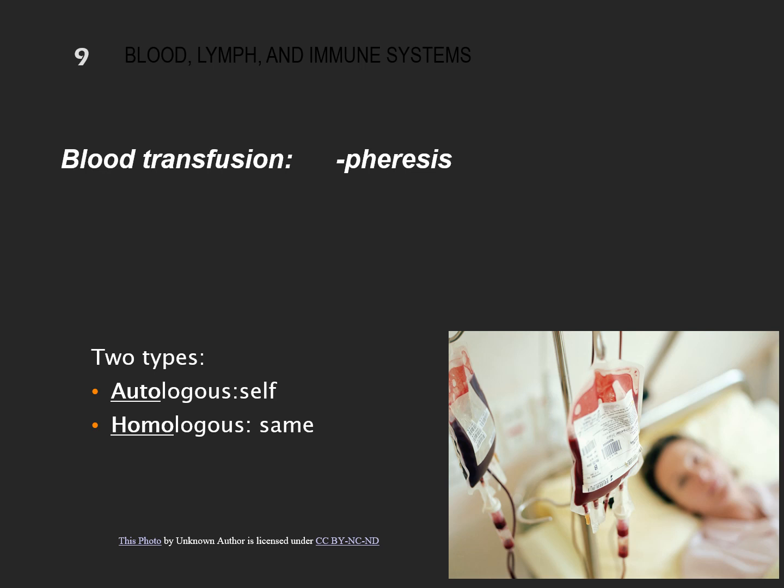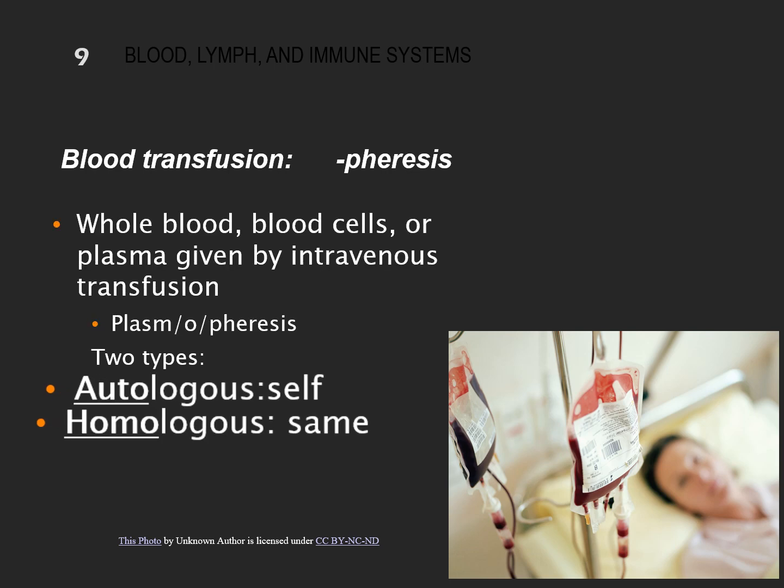And so if we want to transfuse blood, we use the suffix pheresis. For example, if we want to transfuse just the plasma, then we add the word root plasm, and then we have the combining vowel O. Sometimes it's the combining vowel A. So plasmapheresis is also correct. We can also just transfuse the white cells. We can also just transfuse the red cells. And there are two types of blood transfusion listed here.